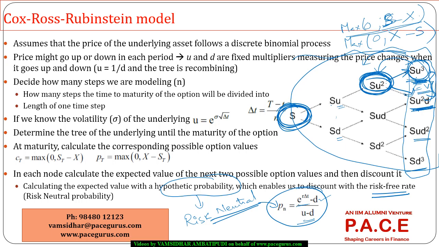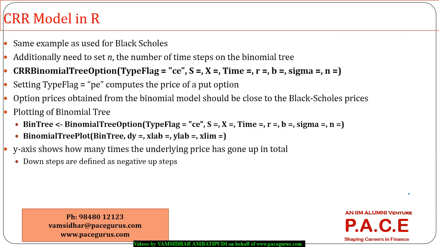But yes, this is all the conceptual part. Now if I have to put it in R, it's again straightforward stuff. We have again a straightforward function, just like the GBS option function that is present in the fOptions package. Here we have CRR binomial tree option. The CRR binomial tree option directly lets us compute the binomial tree based call option premium or the put option premium. So let's do it for the same example, because we already have the values.